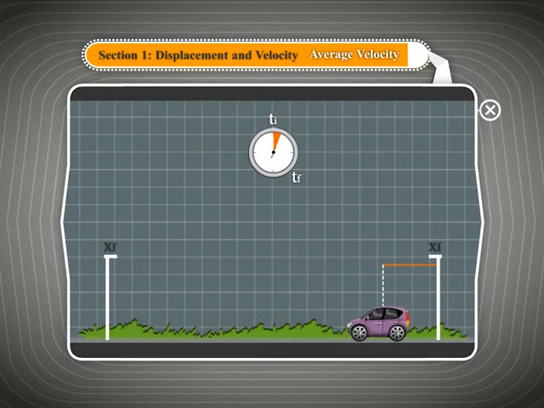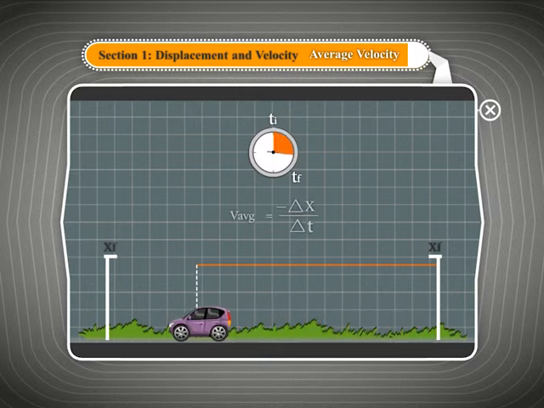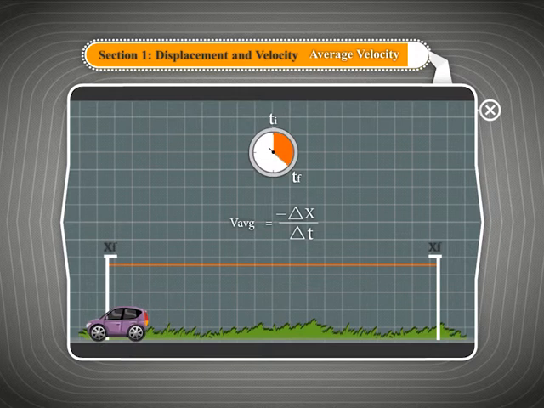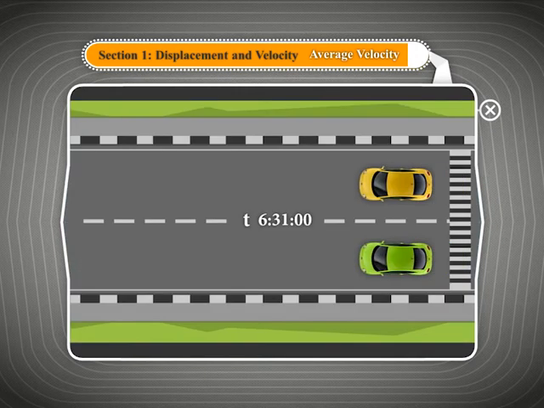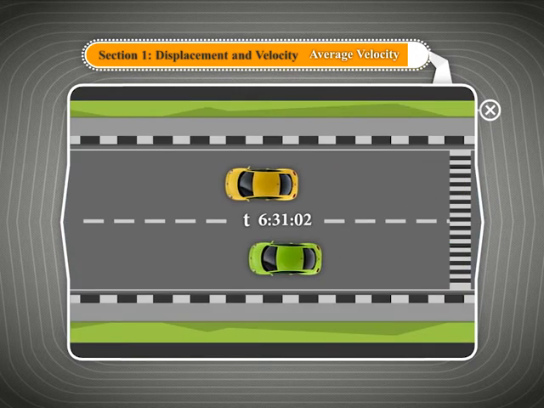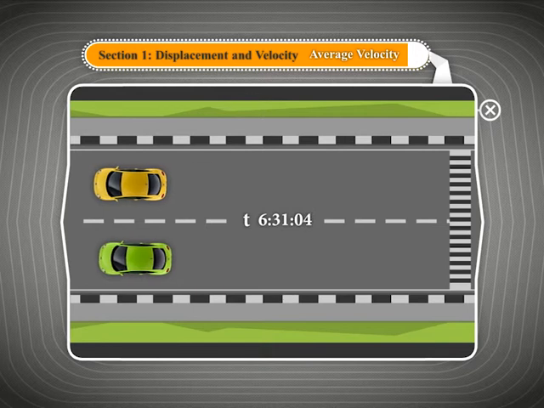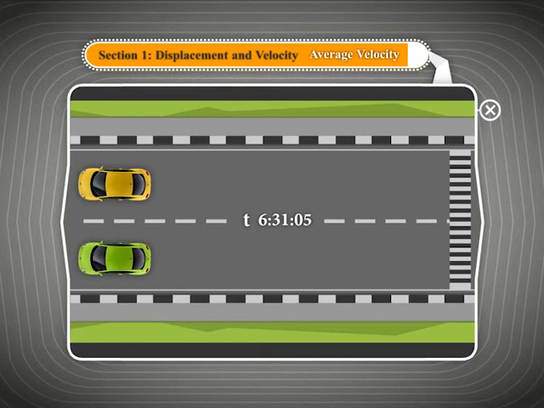The average velocity can be a positive or negative value because the displacement can be either a positive or negative value. Even though the motions of these two cars differ, at time t sub f they have the same average velocity because they underwent equal displacements in the same amount of time.